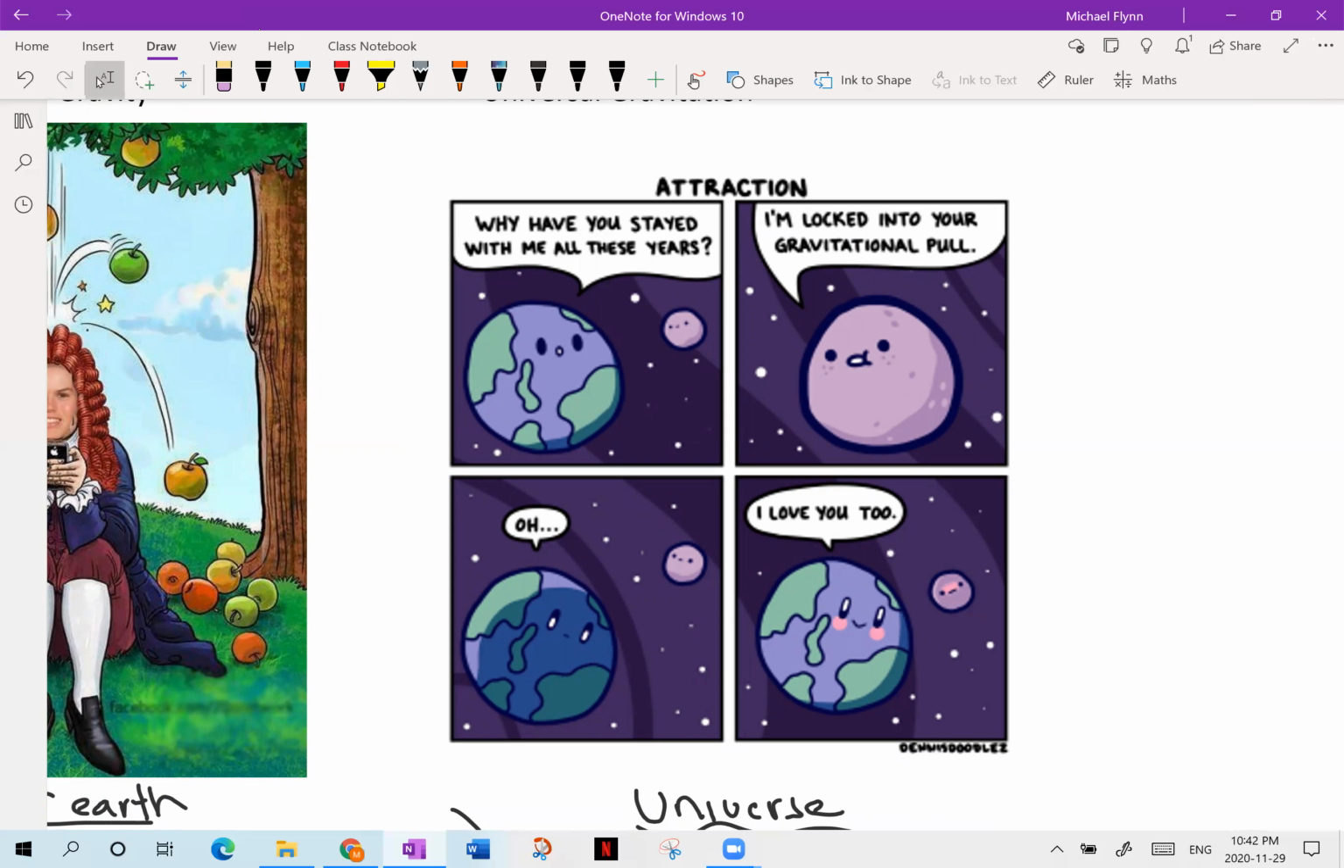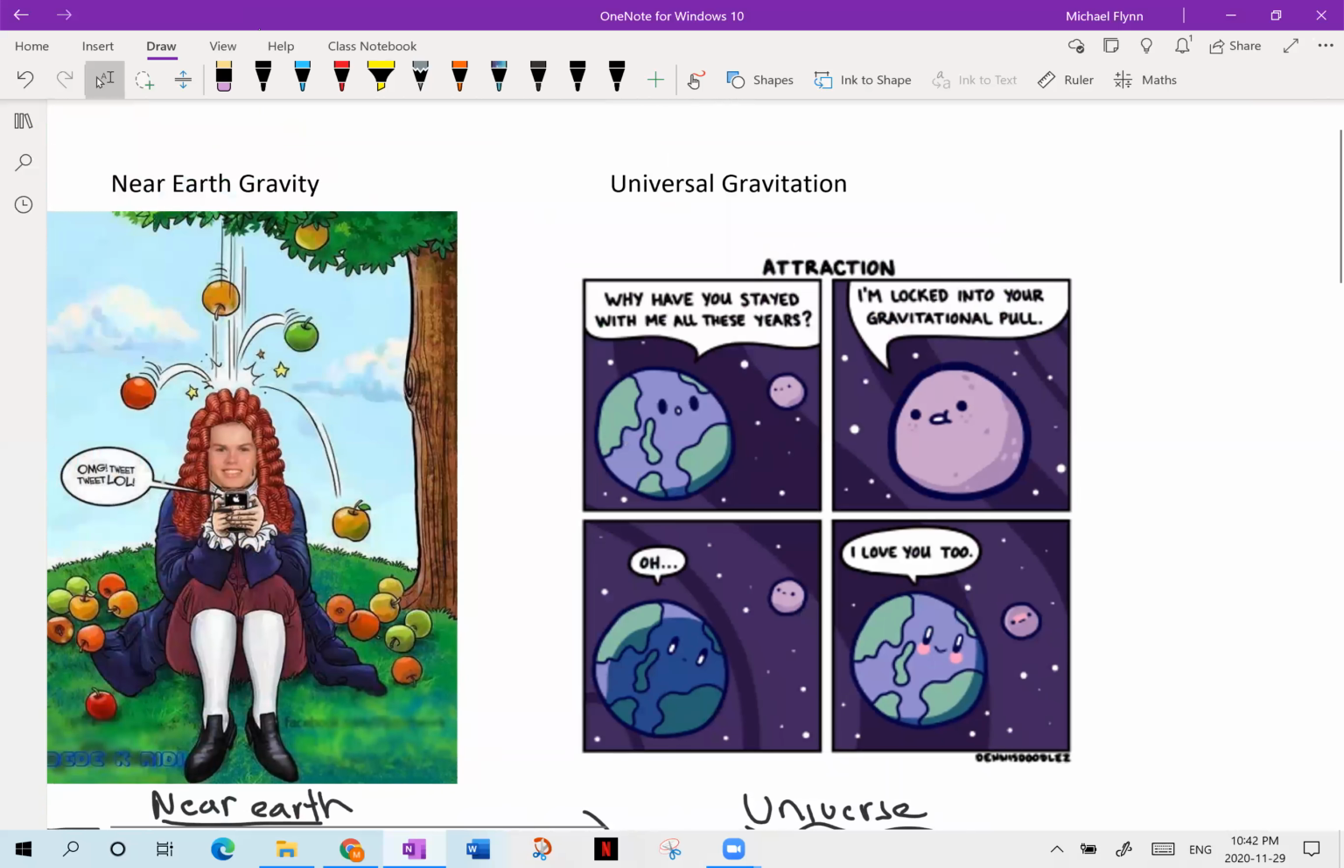And the real genius of Newton was not understanding that, say, this apple falls to the ground, and just giving it a name, well, let's call that force of attraction gravity. No, it was connecting that to the reason why planets orbit the sun.